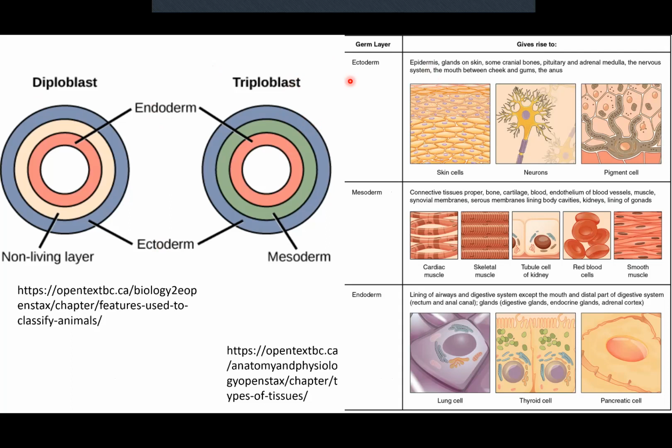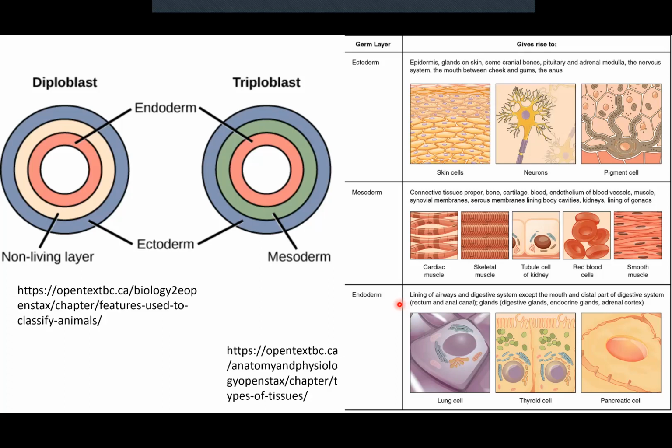So for example, the ectoderm gives rise to skin cells, neurons, pigment cells. The mesoderm has to do with cardiac muscle, skeletal muscle, kidneys, blood cells, and smooth muscle. And then the endoderm, lung cells, thyroid cells, and pancreatic cells. So take a look at some of these specific structures within an organism's body, and then you might have a better understanding and grasp of why it's important to see what these different layers do.